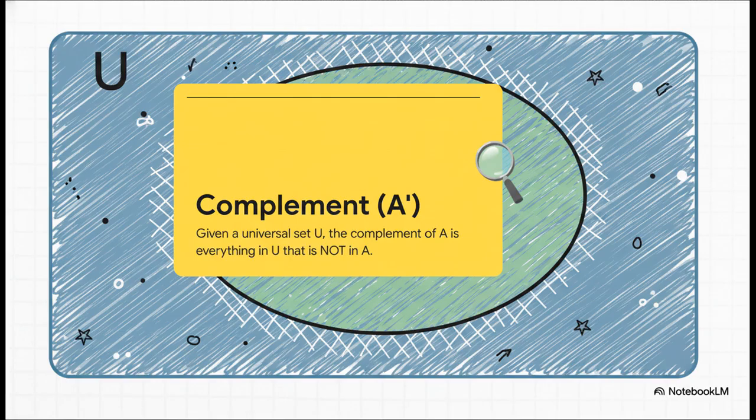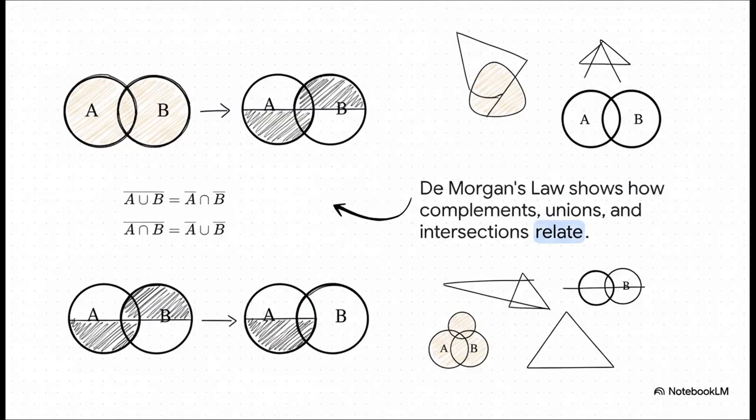If our set A is just 1, 2, 3, then its complement is everything else in that universe that's not in A. So in this case, it'd be 4, 5, 6, 7, 8, 9, 10. It's basically everything else. This idea leads us to a super powerful rule called De Morgan's Law. It's this awesome shortcut that shows how complements, unions, and intersections are all tied together. For instance, saying someone is not tall or strong is logically the exact same thing as saying they are not tall and not strong. See how that works? It's a neat way to flip your logic around and make complicated statements a lot simpler.